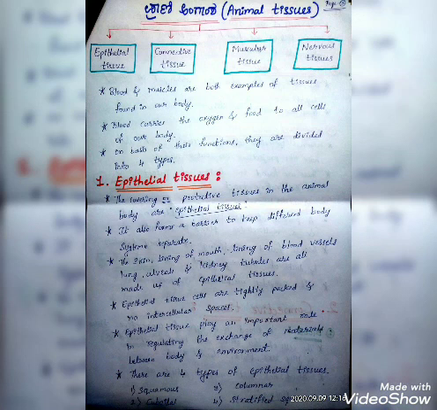Good afternoon, students. In the last class, we discussed the plant tissues. So now, let us talk about the animal tissues. There are four types of animal tissues. They are epithelial tissue, connective tissue, muscular tissue, and nervous tissue.